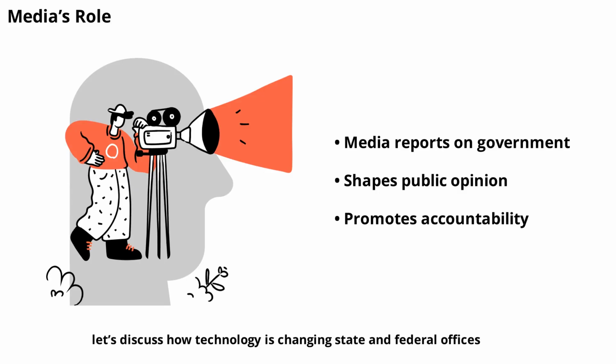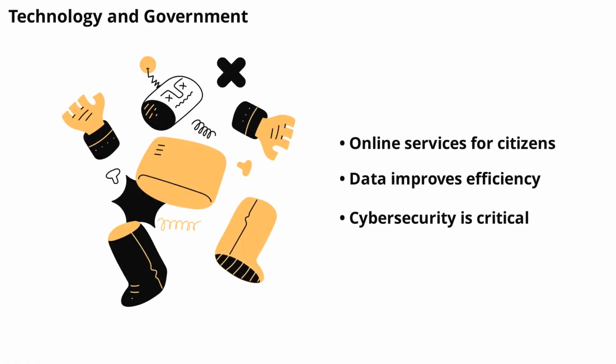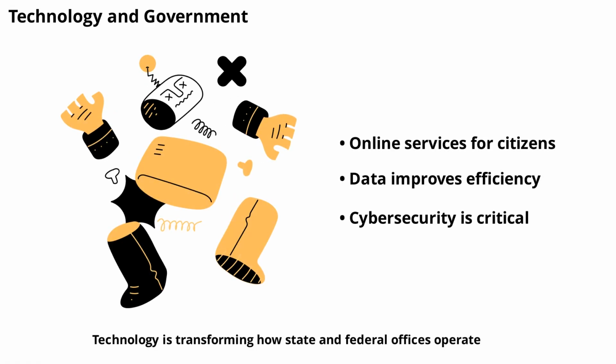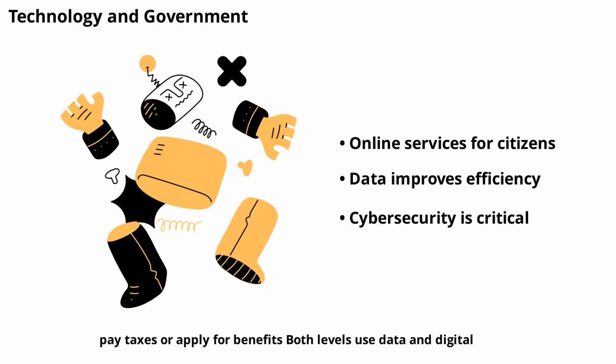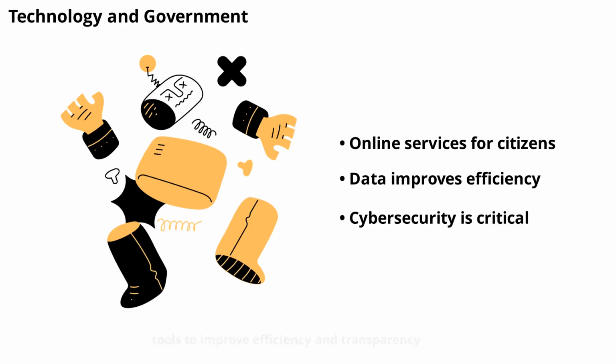Now, let's discuss how technology is changing state and federal offices. Technology is transforming how state and federal offices operate. Online services make it easier for citizens to access information, pay taxes, or apply for benefits. Both levels use data and digital tools to improve efficiency and transparency. Cybersecurity is a growing concern, as offices must protect sensitive information.